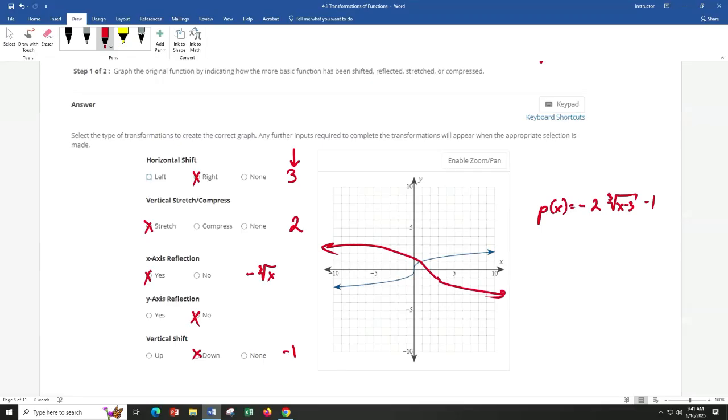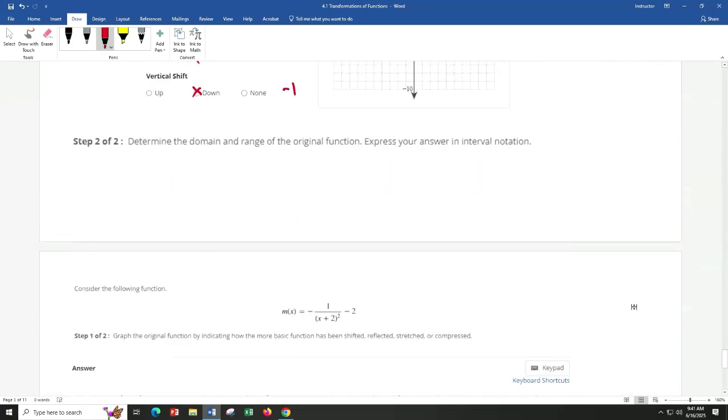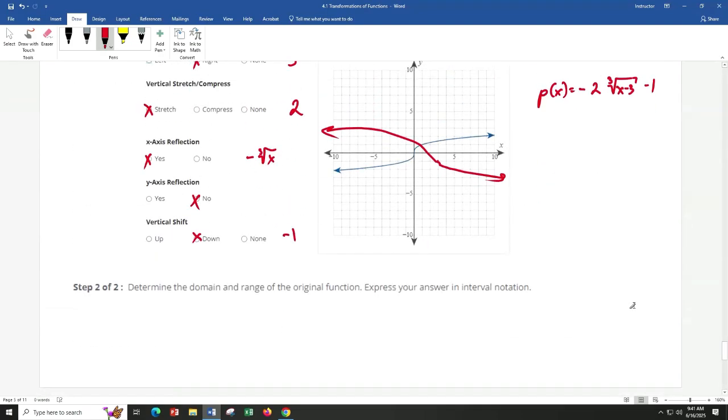I'll give you one more. I think we have time to finish this. We'll do it pretty quick. Determine the domain and range. Hey, what's my domain and range of this guy? Negative infinity to infinity. Yeah, all real numbers for both, right? Okay.